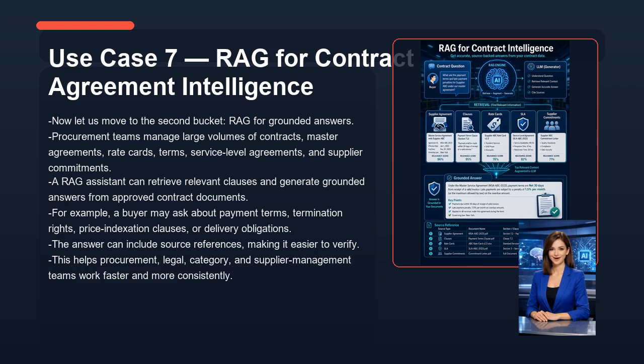For example, a buyer may ask about payment terms, termination rights, price indexation clauses, or delivery obligations. The answer can include source references, making it easier to verify. This helps procurement, legal, category, and supplier management teams work faster and more consistently.